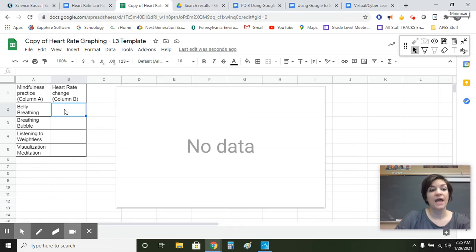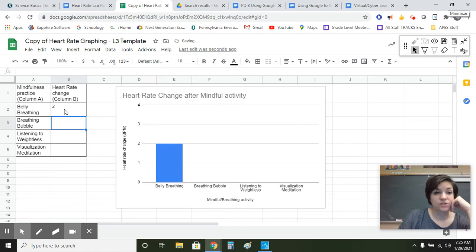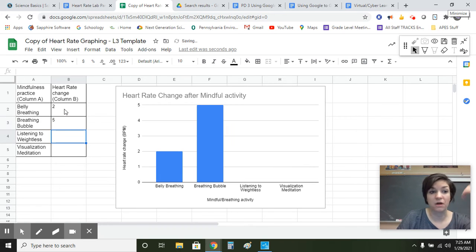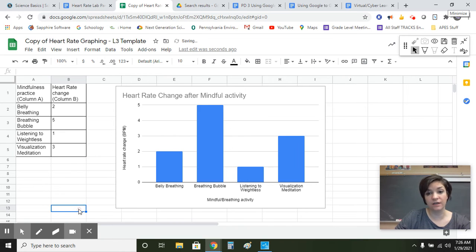Okay, and the cool thing about this, as you put your numbers in, so let's say belly breathing, it went down by 2. Breathing bubble, it increased by 5. It was stressful, I don't know. Light listening to waitlist decreased by 1, and then visualization 3. So it'll fill in your graph while you do it, okay? And remember, if you guys have these numbers, I'm going to be angry because these are made up numbers. So use your data. Everyone's graph should look a little bit different.